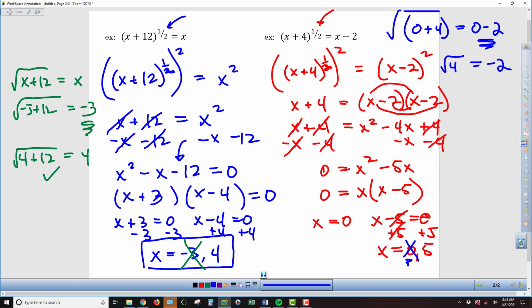Now let's test the other answer, 5. If I plug in 5 for x, 5 plus 4 is underneath the square root symbol, and then that's going to equal 5 minus 2. So 5 plus 4 is 9, the square root of 9 is 3, and on the other side we're getting 5 minus 2, which is 3. So this one does work, so our only answer in this case is going to be x equals 5. So don't forget on these problems, if you end up with 2 answers, then you definitely need to check your work, check your solutions, because it's very likely that one of those answers will be extraneous and thrown out.